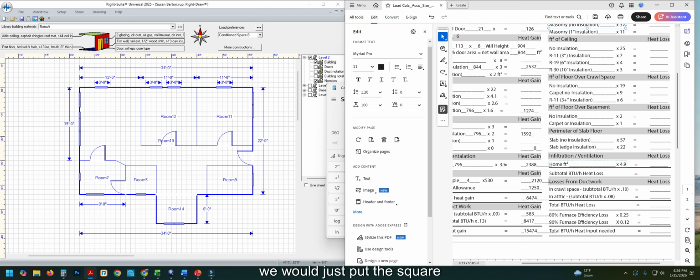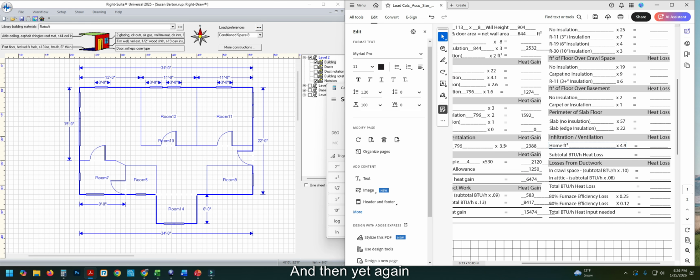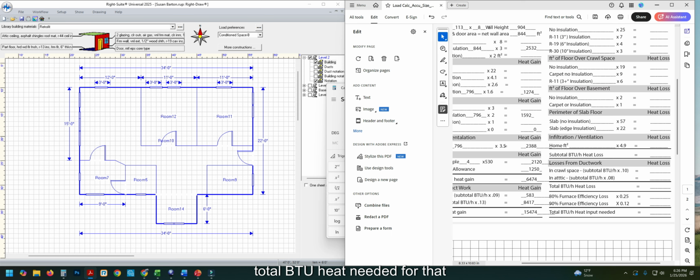For infiltration ventilation, we would just put the square footage in, multiply that by 4.9, which gives us our value, and then yet again fill in the same thing that we did on the other side with our subtotal and our losses. Then, most importantly, we need to know what type of furnace we have, whether it's an 80% or a 90%. If you have a boiler system, don't worry about that. Pick a value. Make sure that you incorporate whichever type of value you have as far as the boiler is concerned, whether it's an 80 or 90%er. And this would give you your total BTU heat needed for that space.